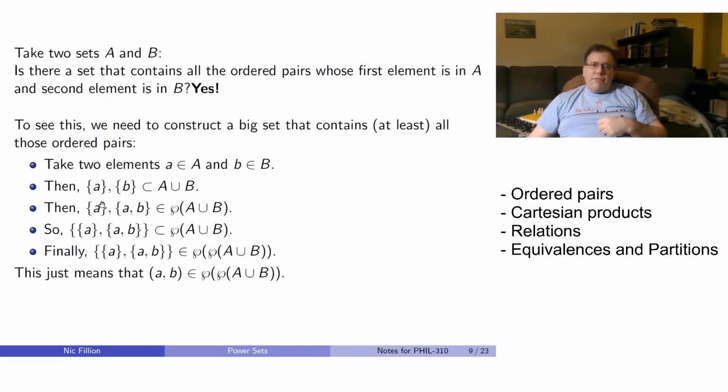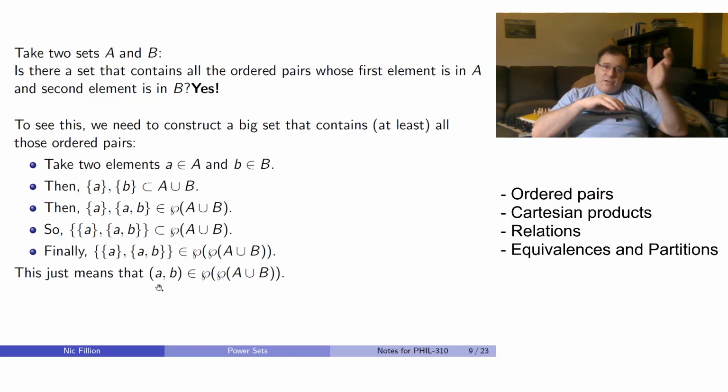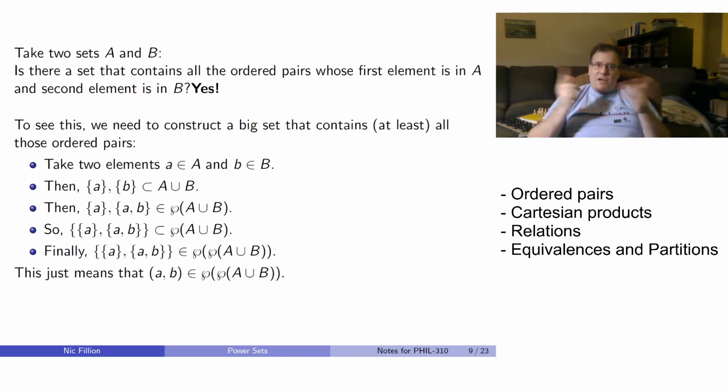Okay. So now if we take those two sets that are in the power set of A union B and we form a set containing both of them, that set is going to be a subset of the power set of A union B, which means that as a result, it's going to be in the power set of the power set of A union B. And that just means this last line, that the pair that contains a as first member and b as second member is in fact a member of the power set of the power set of A union B. Okay, so that says that this set contains every single pair whose first member we pick from the set A and second member we pick from set B.